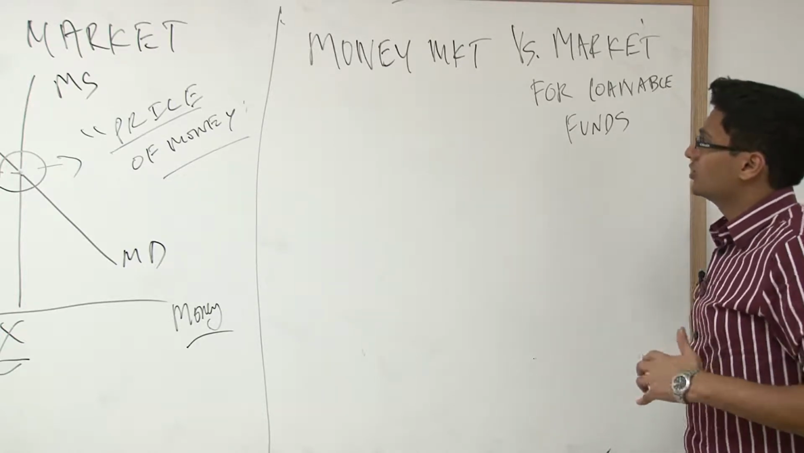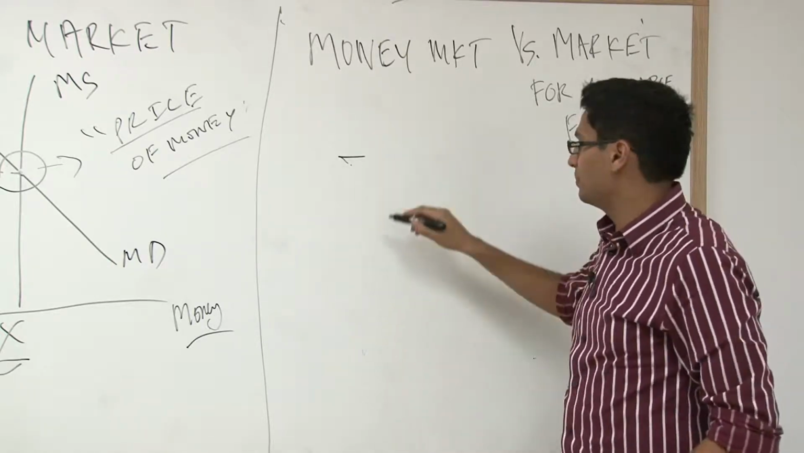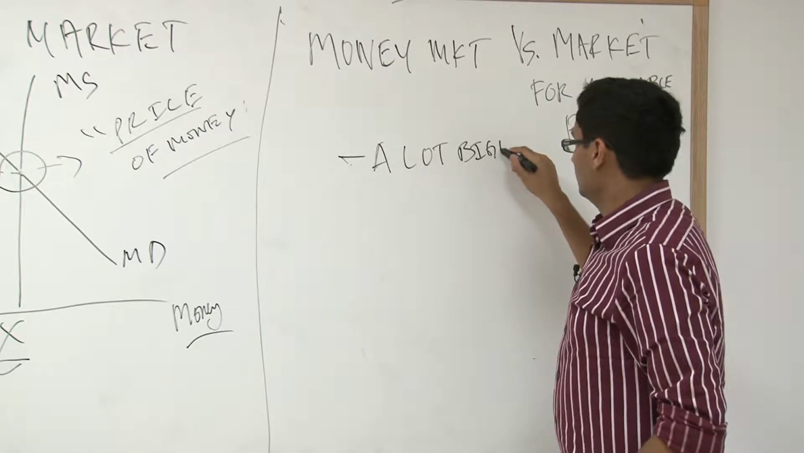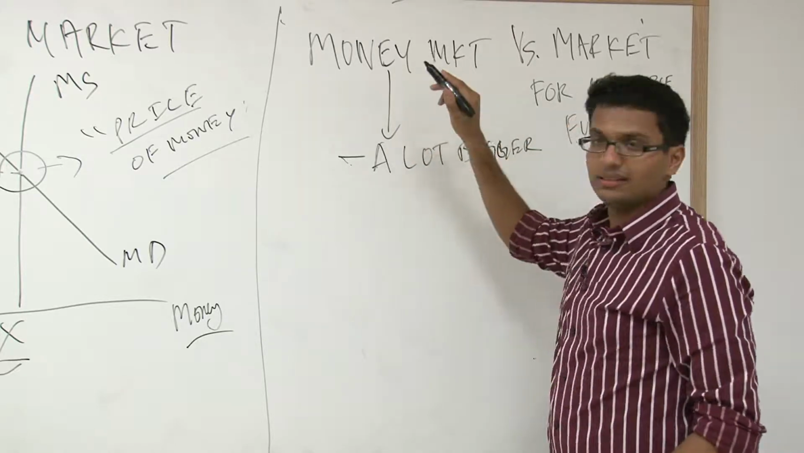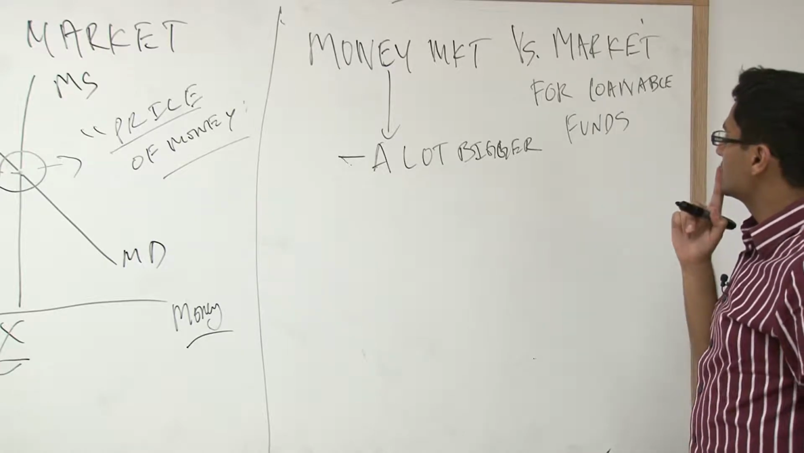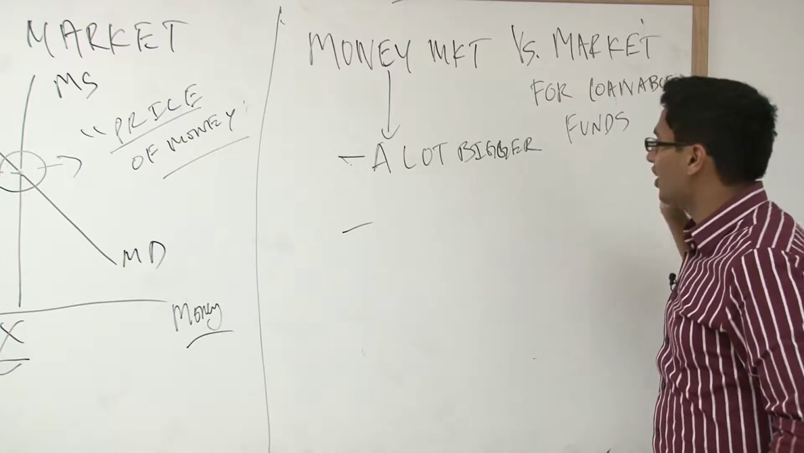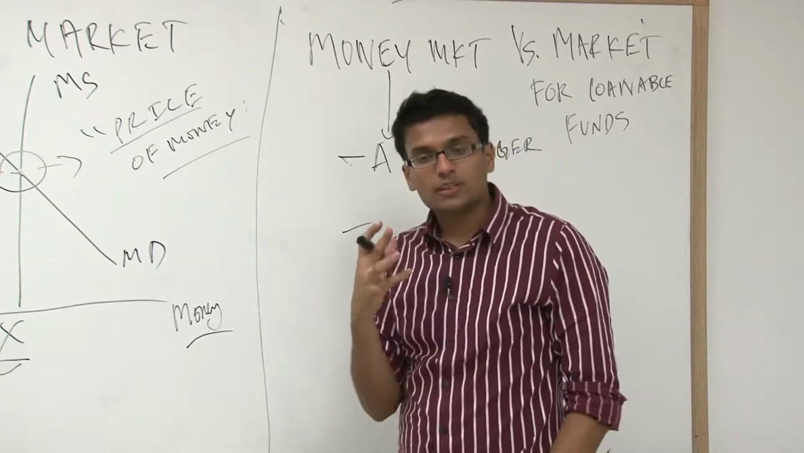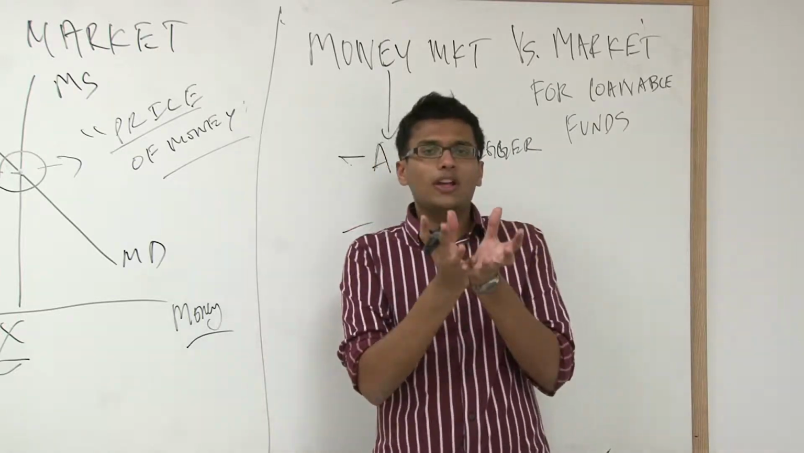All right, so what's different? Well, the money market is a lot bigger. Before I actually jump into the second difference, let me talk about why it's a lot bigger. We talked about the fact that the market for loanable funds includes the supply of funds that's available by the banks, right?